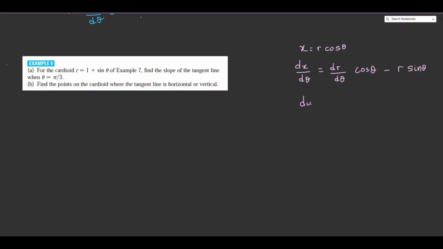And what is dy by d theta? First of all, I will write here y equals r sine of theta. So dy by d theta is equal to dr by d theta sine of theta plus r, and the derivative of sine theta is cosine of theta.